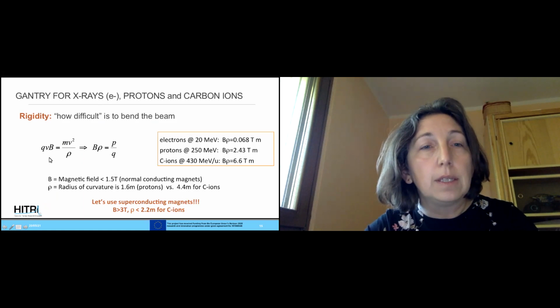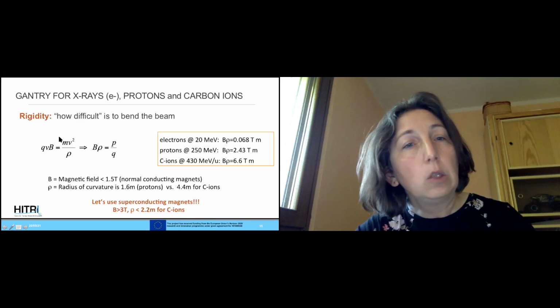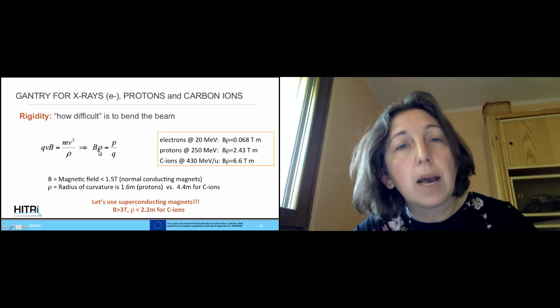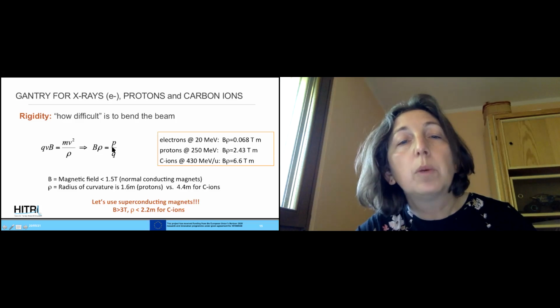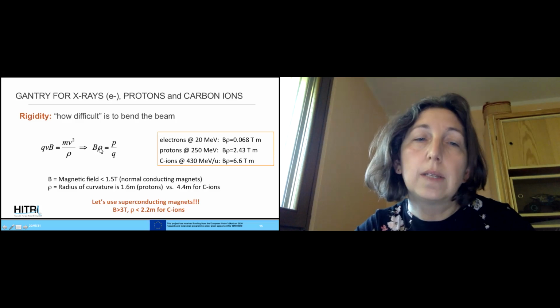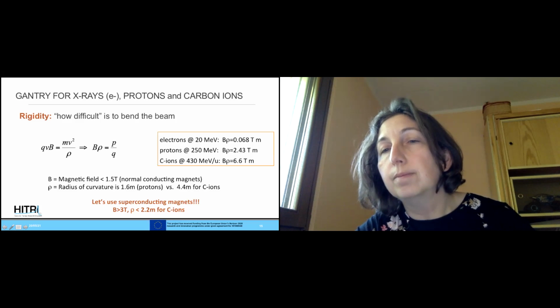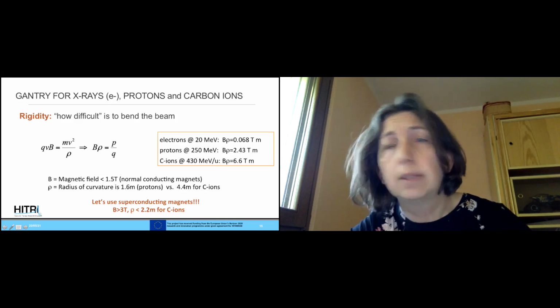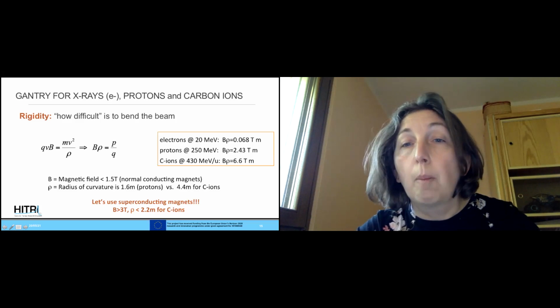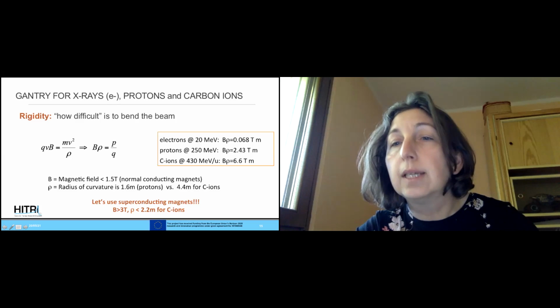So you have the equation of motion when you have particles in a magnetic field. You do some easy maths and have this B rho equal to the momentum divided by the charge. Now, B is the magnetic field, rho is the radius of curvature, P is the momentum, so the energy of your particle, and this is the charge. And you see that electrons have a beam rigidity, a B rho of 0.07 Tesla meter, which is really low. Protons already go to 2.5 Tesla meters, carbon ions a factor 3 higher.